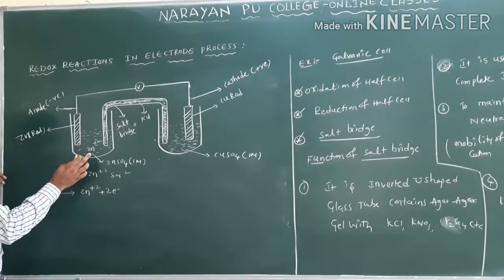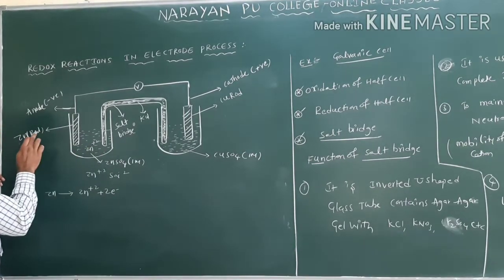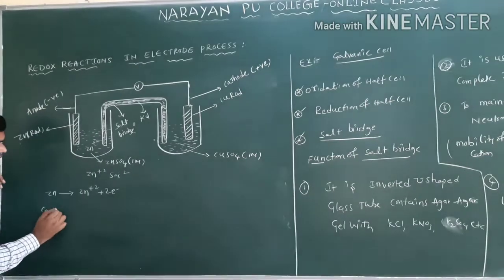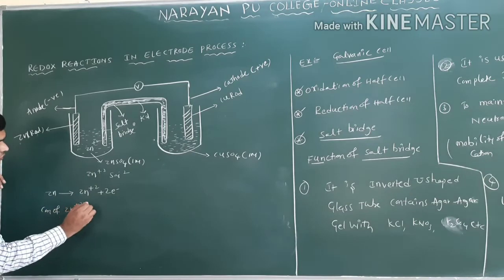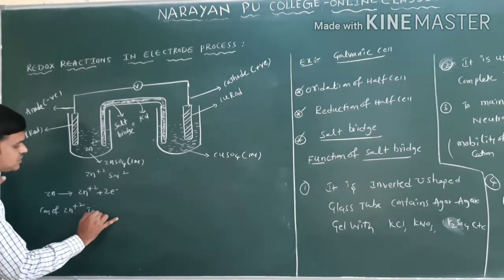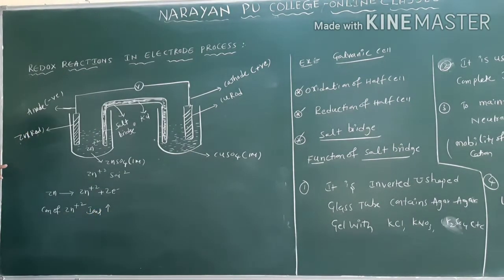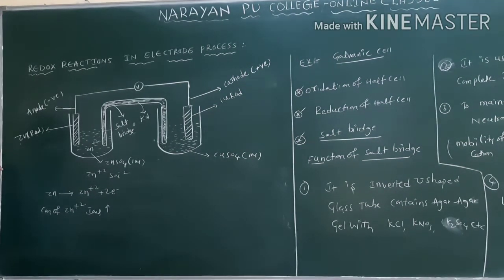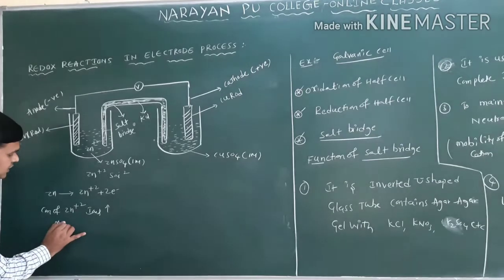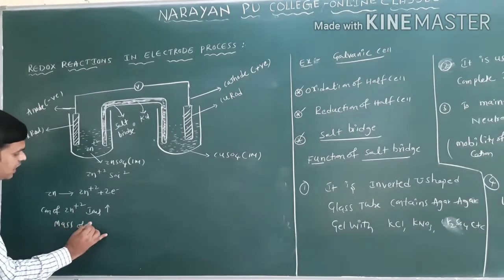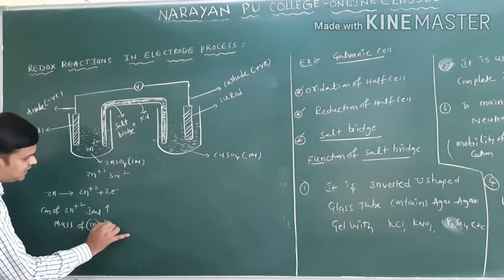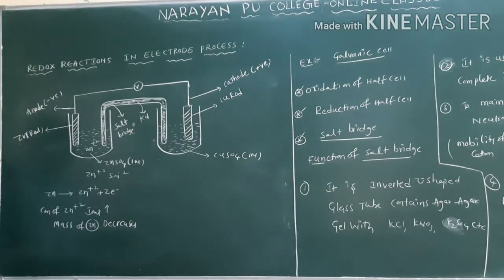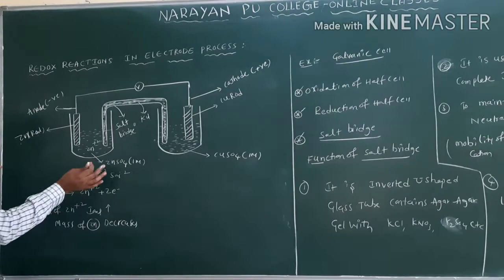Already Zn+2 ions are there in the solution. Whenever the zinc rod gives extra Zn+2 ions, what happens here? I will write: concentration of Zn+2 ions increases only. Then the mass of zinc decreases. Clear? So this is regarding the cell only.